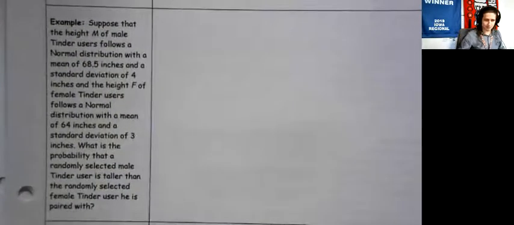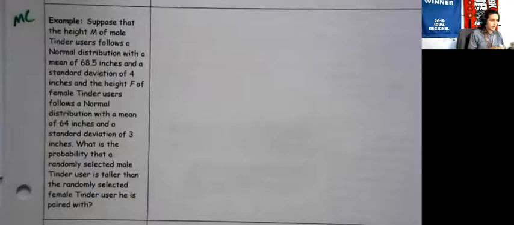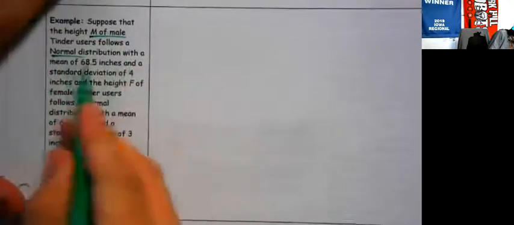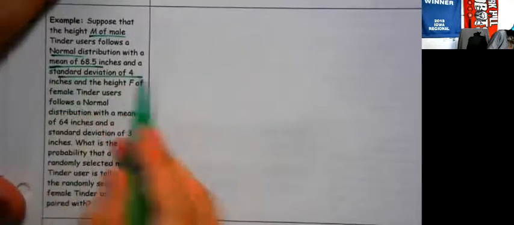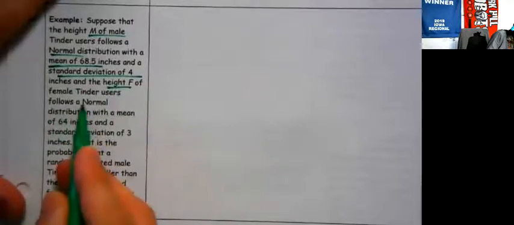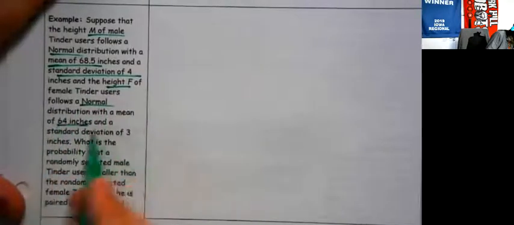Suppose that the height M of male Tinder users follows a normal distribution. Great. So let's write it up to the side of this. This is a very good MC question. Male users, normal distribution, mean is 68.5, standard deviation of 4. Female users got a height F, normal distribution, mean is 64, standard deviation of 3.